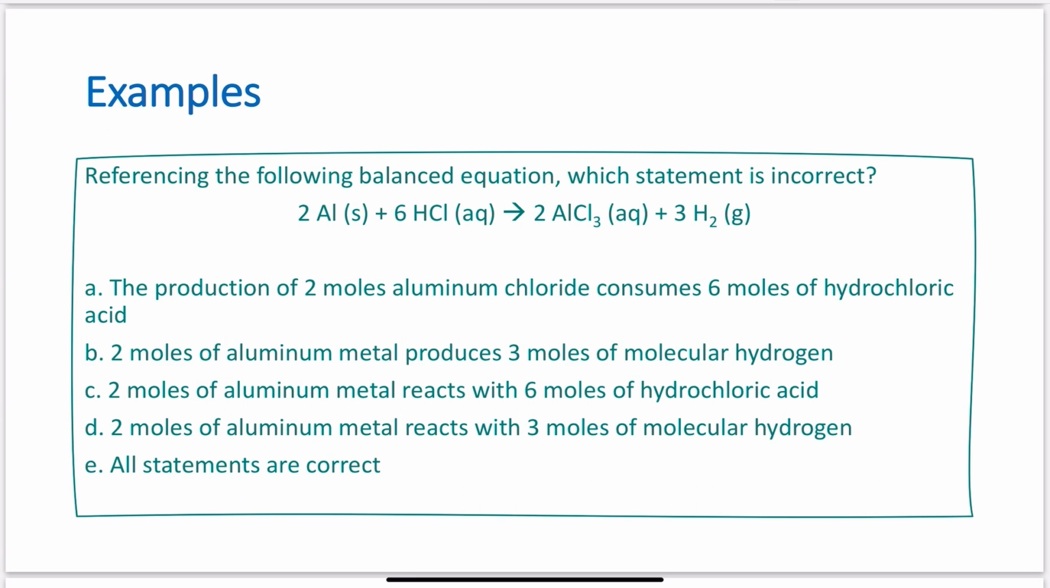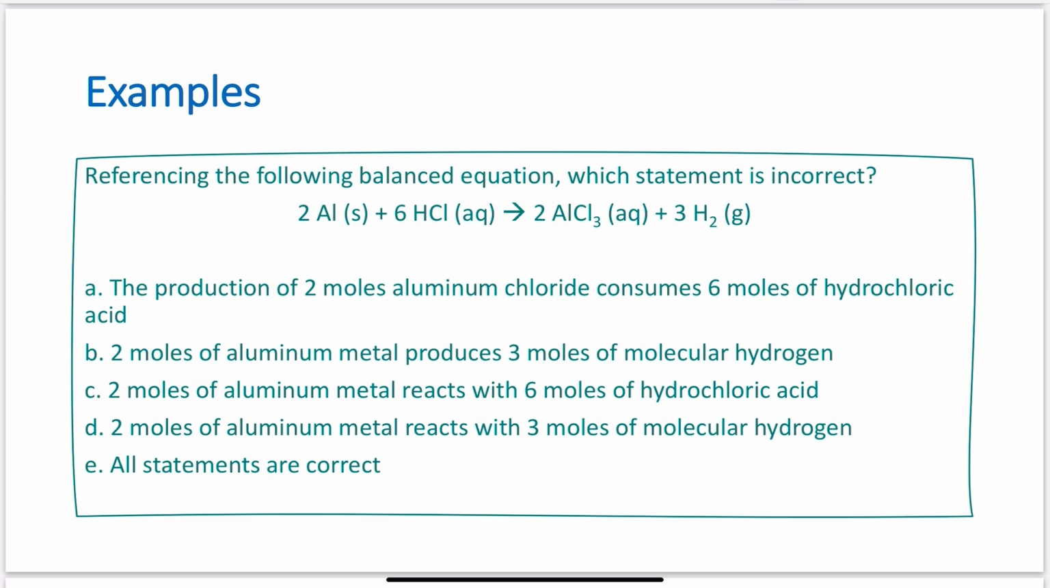And our other question in this module, referencing the following balanced equation, which statement is incorrect? The reaction shows me a balanced reaction here, where I've got aluminum solid reacting with hydrochloric acid to form aluminum chloride and hydrogen gas. So I've got five options here, A, B, C, D, and E. And it could be E, but it's probably not going to be E. Okay, only go to E if you're sure without doubt that the other answers are not correct.